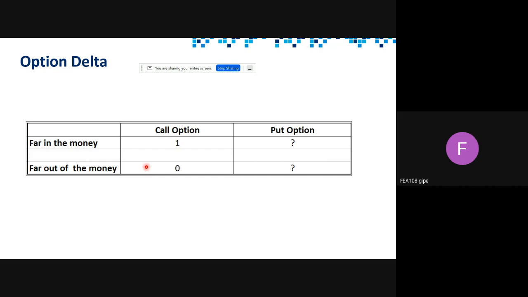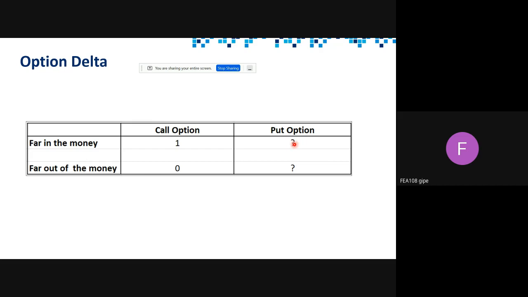And if it is far out of the money, right now let's say TCS price is 3,800, and the strike price is, let's say, 4,000, 5,000 or 6,000 rupees. So it's far, far out of the money. No chance that TCS is going to reach it, so the delta is closer to 0. The option price just doesn't change. It doesn't matter.